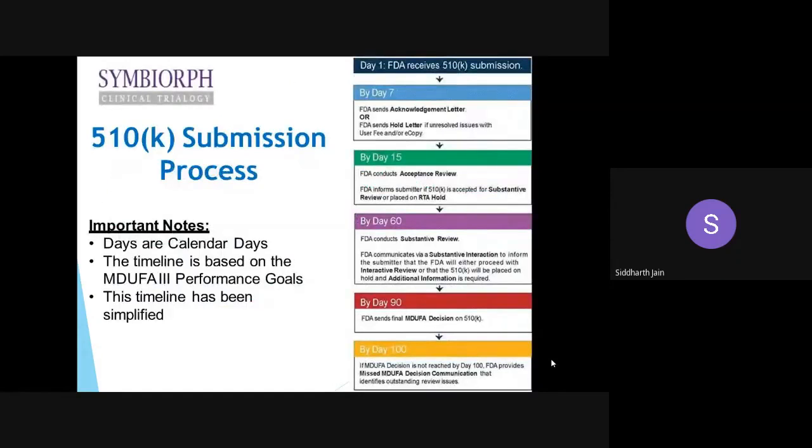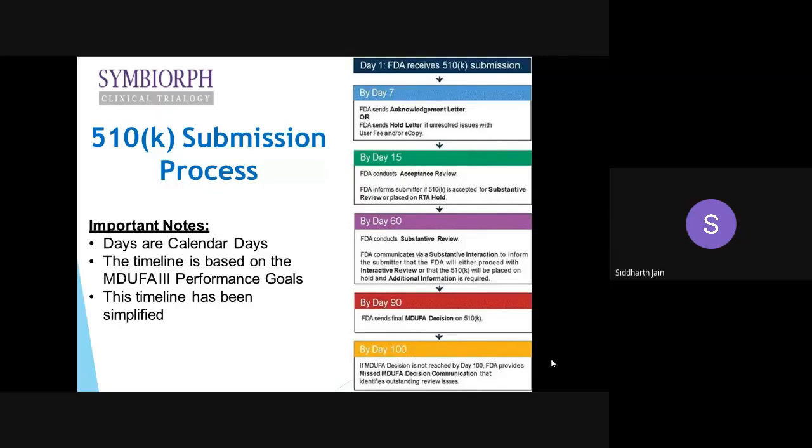So for the 510K submission process, you can see a typical timeline of a 510K. On day 1, the FDA receives the 510K submission. Then by day 10, they send an acknowledgement letter, or the FDA sends a hold letter if they find any unresolved issues with respect to the user fee or the e-copy. And by day 15, they conduct an acceptance review, or they can issue an RTA, which means they can refuse to accept your application. So by day 15, they can send that to you.